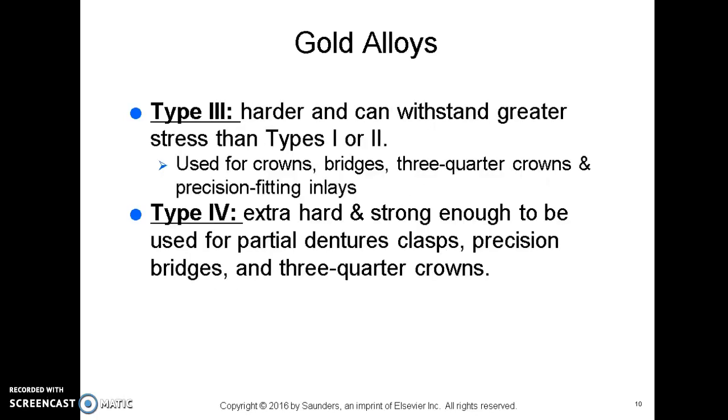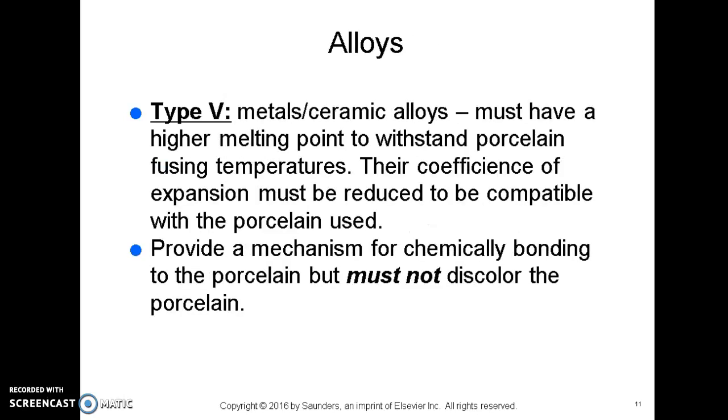Type 3 is harder and can withstand greater stress than types 1 or 2. This metal is used for crowns, bridges, 3/4 crowns, and precision fitting inlays. Type 4 is extra hard, and it's strong enough to be used for partial denture clasps, precision bridges, and 3/4 crowns as well. The type 5 alloy is used with metals and ceramic alloys.